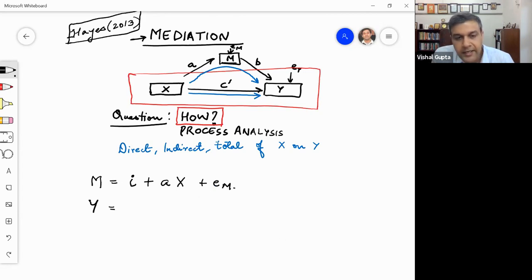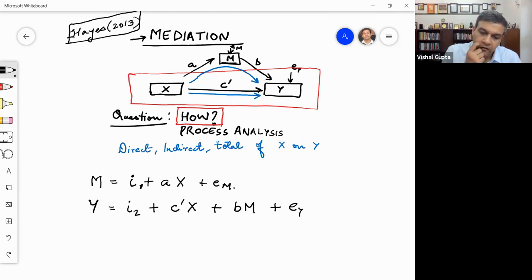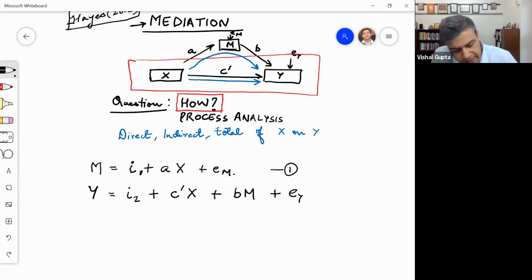If we were writing the regression equation for Y, looking at this diagram, what will it be? Let me call this constant I1, and I'll call this one I2, plus C dash times X. So that's the coefficient associated with our antecedent X, and B times M. That's the coefficient associated with M, and then you have the residual of Y. So this is my first regression equation. This is my second.